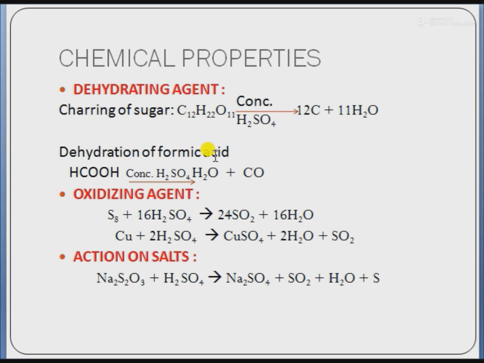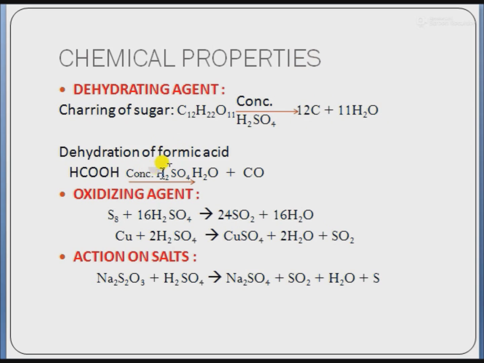Next, it is a dehydrating agent. Concentrated sulfuric acid has a strong affinity for water and hence it acts as a strong dehydrating agent, in which it removes water from the molecule. For example, in case of charring of sugar, when sucrose is treated with concentrated sulfuric acid, it changes into carbon plus water, and this carbon is sugar charcoal.